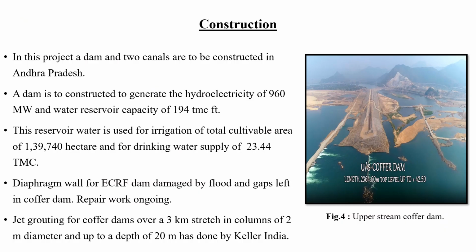Now come to construction. In this project, a dam and two canals are to be constructed in Andhra Pradesh. A dam is to be constructed to generate the hydroelectricity of 960 megawatt, which we have discussed already, and water reservoir capacity of 194,000 million cubic feet. Now, this reservoir water is used for irrigation of total cultivable area of 1,39,740 hectare and for drinking water supply of 23.44 thousand million cubic feet.